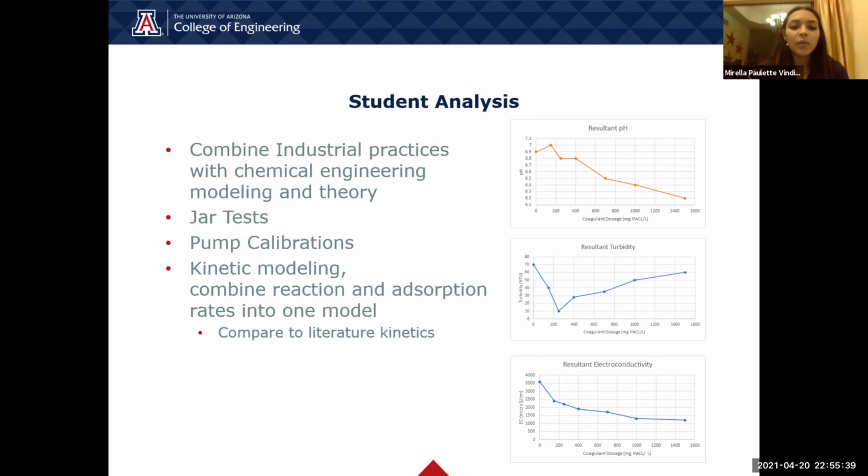of kinetics. In week 1, students prepare to run the process by conducting jar tests to determine the optimal dosage of coagulant. We expect the results to look like the charts to the right. They will also calibrate metering pumps to deliver the desired flow rate at each pump location.